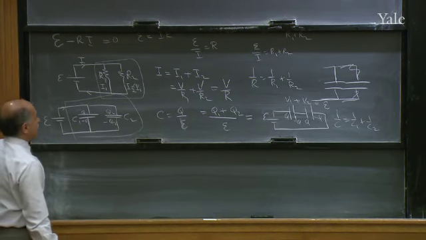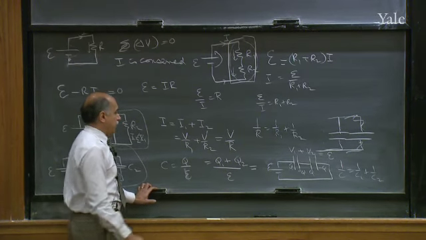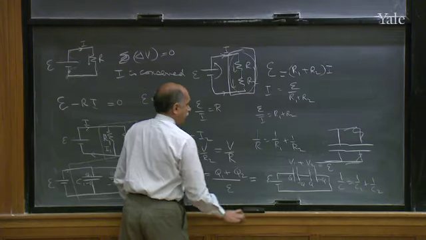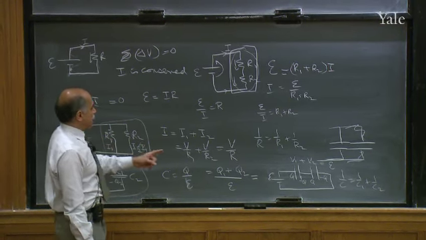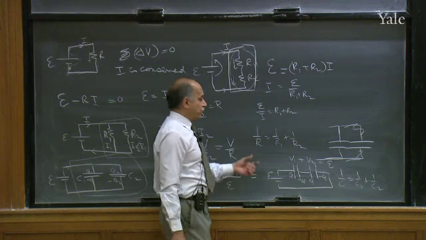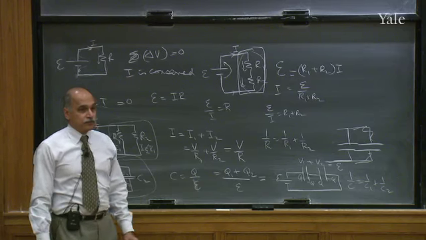So capacitors and resistors combine in exactly the opposite way. Resistors in series are additive, capacitors in parallel are additive, whereas for resistance in parallel, you add the inverse to get the inverse of the total, and for capacitors in series, you add the inverse to get the inverse of the total.